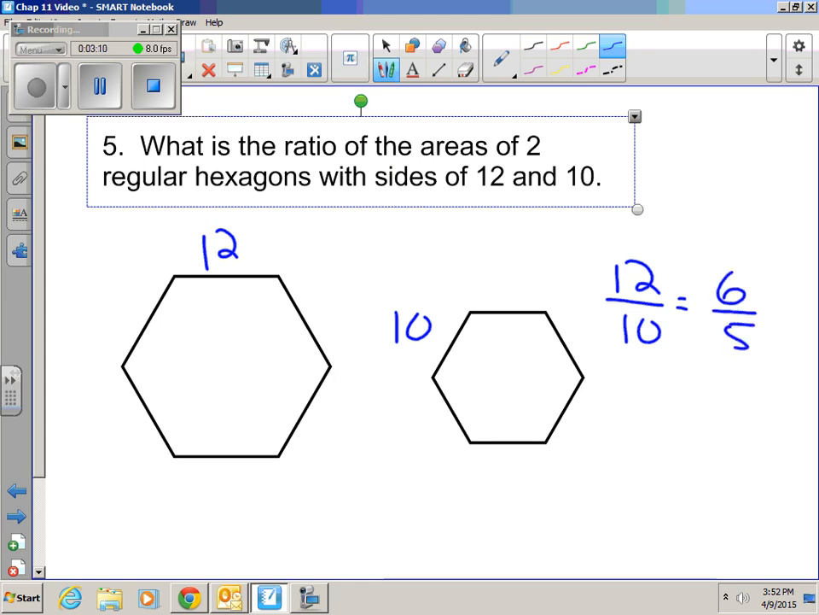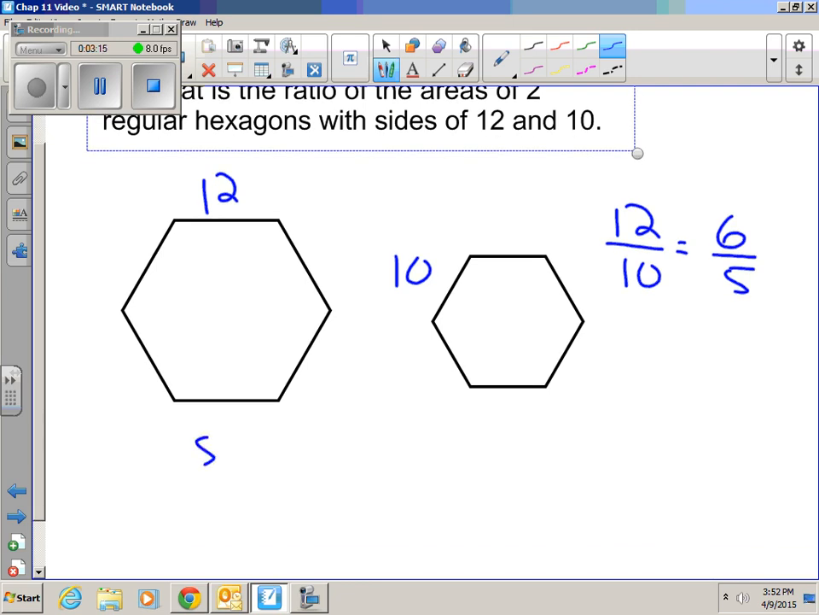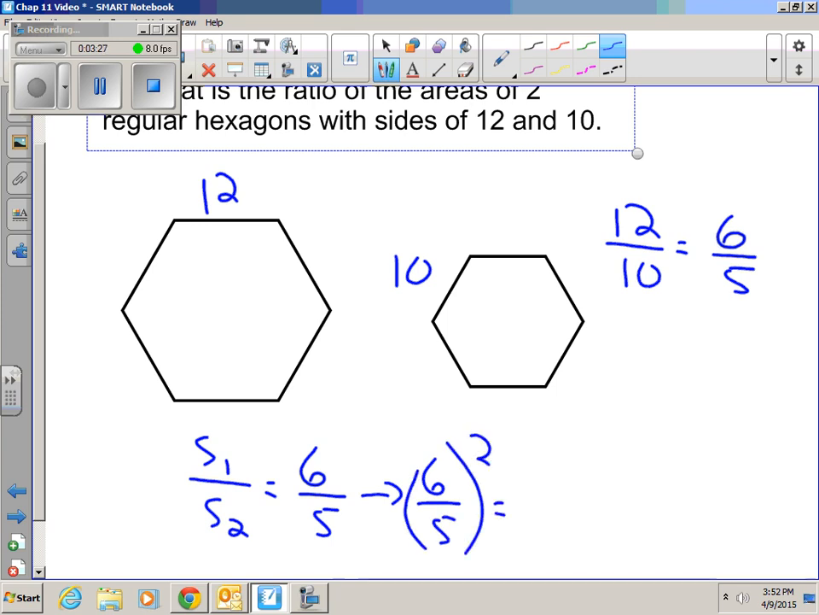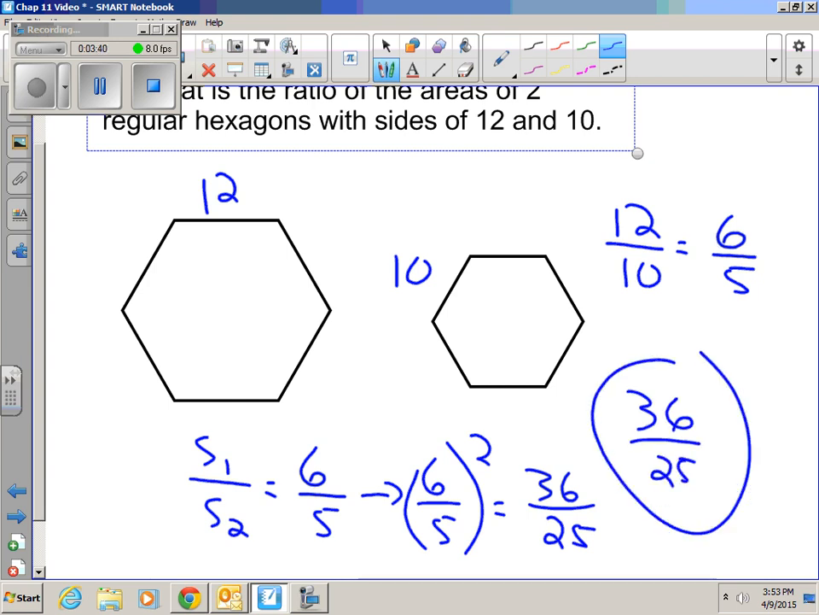In other words, S1 to S2 is 6 to 5. Therefore, if I square that, 6 over 5 squared, they have a ratio of 36 to 25, which means now the ratio of their areas is 36 to 25, which is 6 to 5 squared.